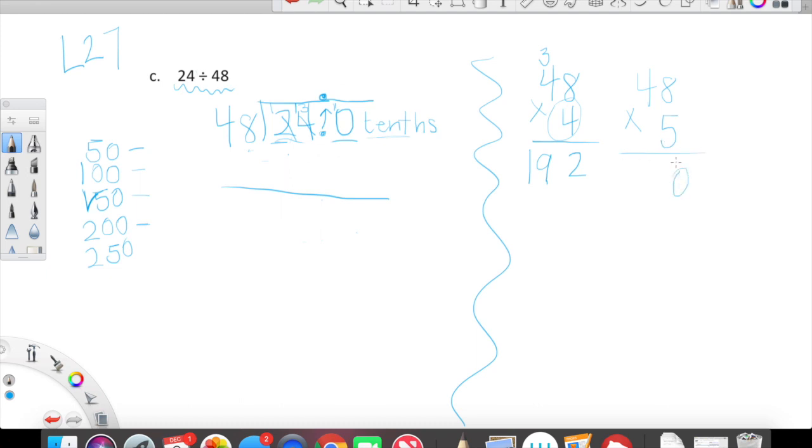8 times 5 is 40. 5 times 4 is 20 plus 4 is 24. So that's looking really nice. This is the magic quotient. That 5 should go over the 0. 5 times 48, as you have seen, my friends, is 240. The difference between 240 and 240 is nothing. So what we have found is that 24 divided into 48 equal groups is 0.5 or 5/10.